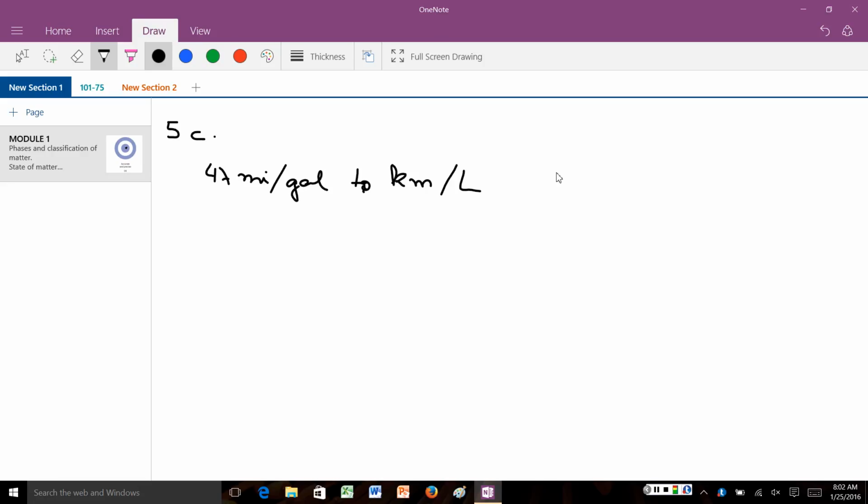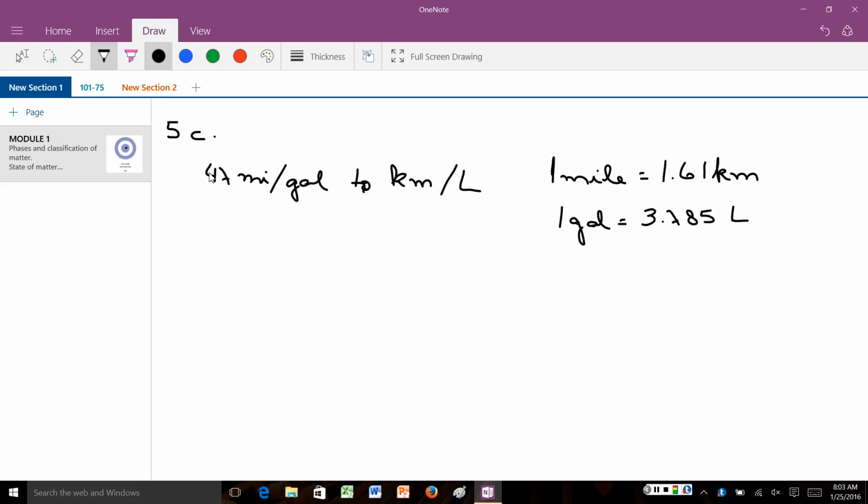Given that 1 mile is 1.61 kilometers and 1 gallon is 3.785 liters. Okay, so this information here is given. Since we consider these conversions as exact, the answer should have two significant figures.